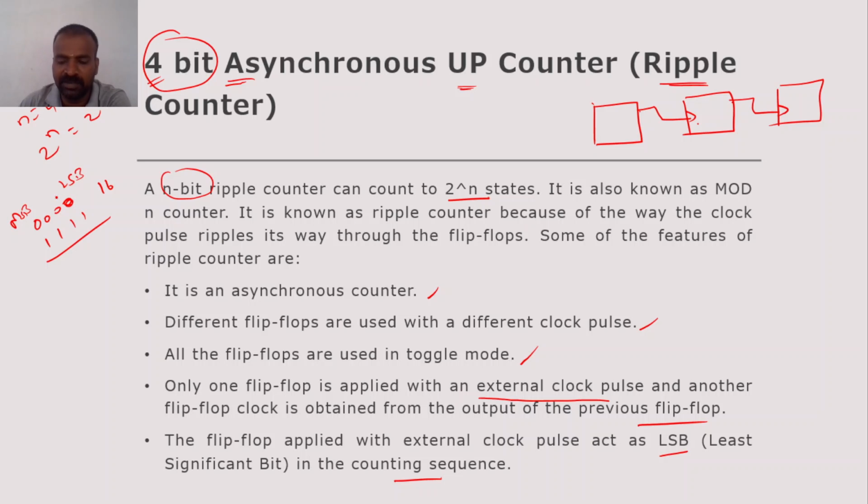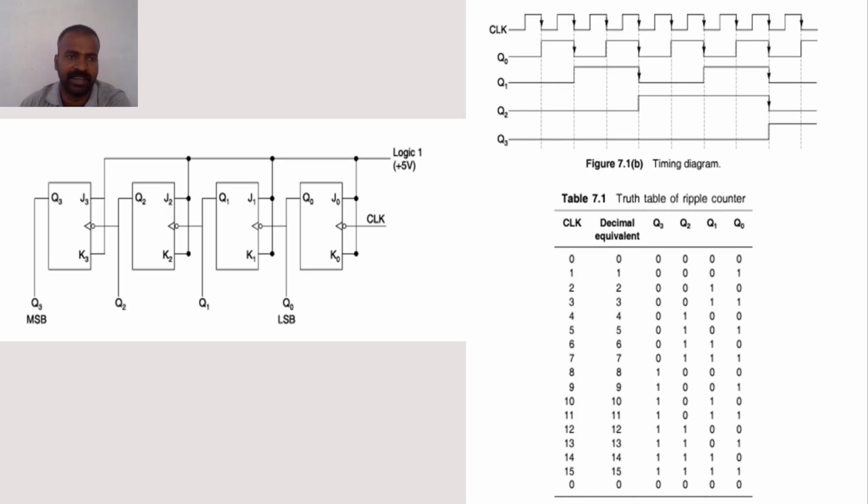Okay, let me explain with the circuit diagram. Fine. So have a look at this 4-bit asynchronous ripple up counter. Here I have taken JK flip-flops. So 4 JK flip-flops are taken. This is flip-flop number 0, flip-flop number 1, 2, and 3. So two inputs J0 K0, J1 K1, J2 K2, and J3 K3, and the outputs are Q0, Q1, Q2, Q3. Just now I told you, the LSB is connected at the first flip-flop.